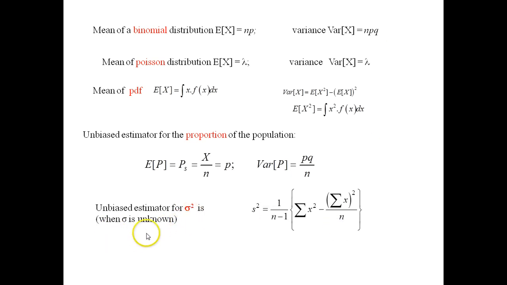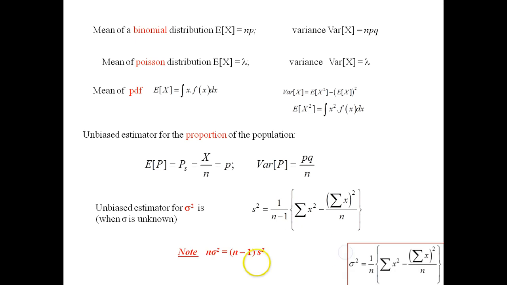Unbiased estimator for sigma squared, when sigma is unknown, is 1 over n minus 1 times the sum of x squared minus the sum of x all squared over n. Compare that to the method of finding sigma squared, which was 1 over n times the same bracket. So s squared is our sample variance, which is an estimate for sigma squared. And if you notice, n times sigma squared is the same as n minus 1 times s squared, because we have the bracket exactly the same. There are other ways of working these out, but this is the one I prefer. You can work them out any other way you want.